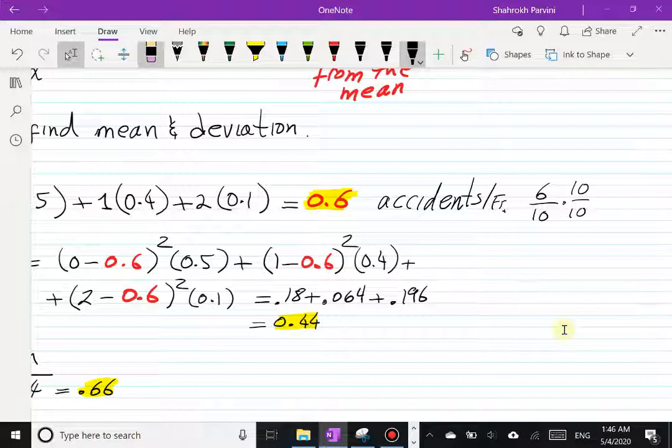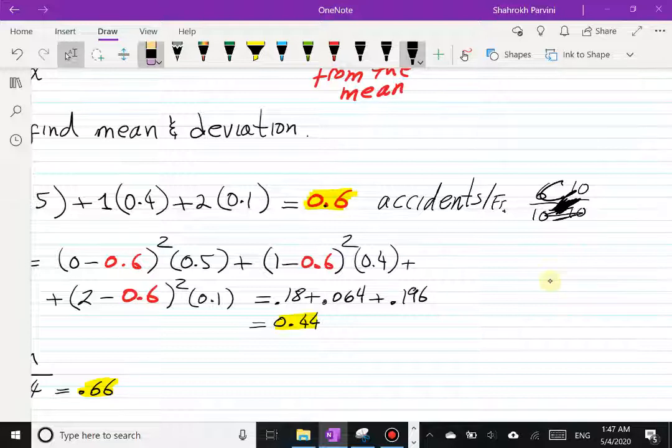Actually, let me do it differently. It's freezing over, but that's okay. So 0.6 accidents per Friday. And that means I can actually do the following. 0.6 accidents per Friday means that every 10 Fridays, we're going to have 6 accidents. So that's how we can get around that 0.6. We can turn it into a whole number.